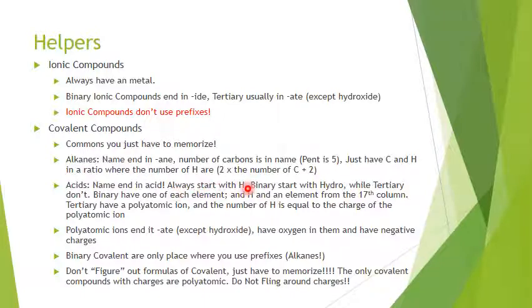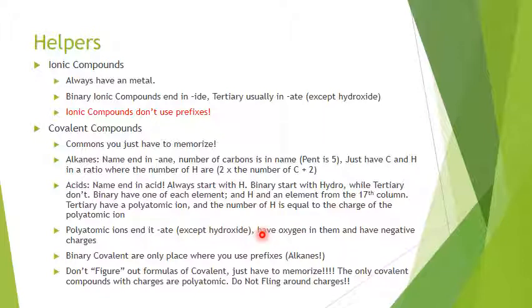Acids, well, the name gives it away. They always end in acid. Then they always start with an H in the chemical formulas. The binaries have hydro in their name. The tertiaries don't. The binaries just have 2 elements. They have an H and an element from the 17th column. The tertiaries will have a polyatomic ion in them. And the number of H's is equal to the charge of the polyatomic ion.